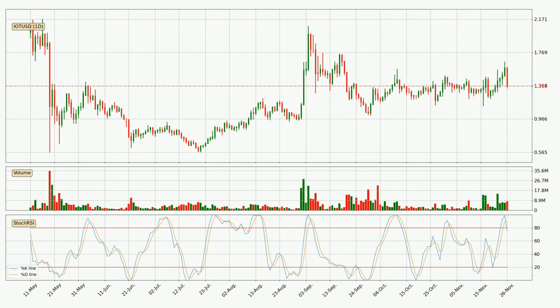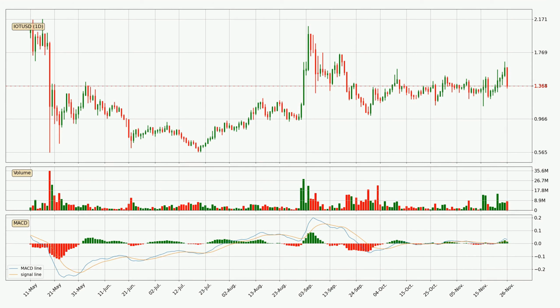Looking at the daily Stochastic RSI, both the %K and %D lines are in the higher region, which means that the price is getting overbought and soon a trend change or at least some kind of consolidation could be expected. The K line is below the D line, which shows that the trend has shifted to the downside.